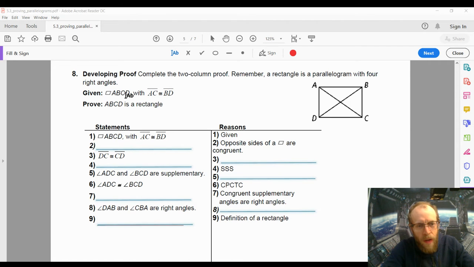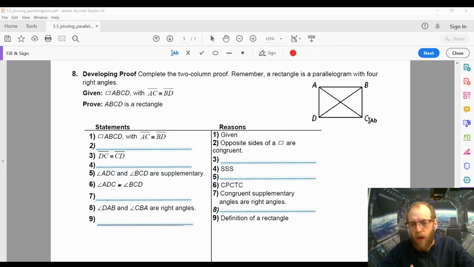ABCD is a parallelogram, and, well, sorry, it doesn't show that in the picture at all. And AC is congruent to BD, so the two diagonals are congruent. What we're trying to prove is that ABCD has to be a rectangle. Now, this is one of the rules you learn about rectangles, that the diagonals are congruent. So we're not going to use that rule.